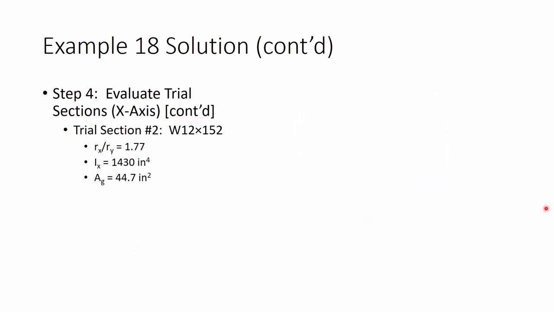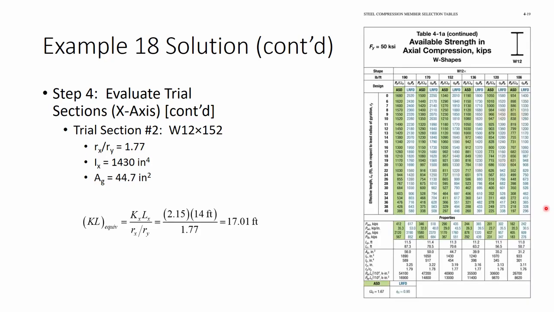Next, now that we have our K value, it goes back to the same as a singular column. We compute our KXLX over RX over RY. So we take our new K value of 2.15 and we have a different RX over RY ratio of 1.77. So K equivalent comes out a little different. It comes out to 17.01 feet. So that's really close to 17. But let me pull the value. So again, this is close to 17.